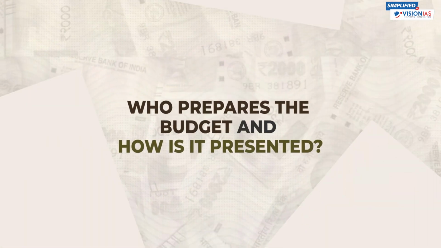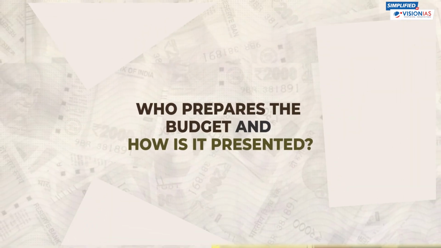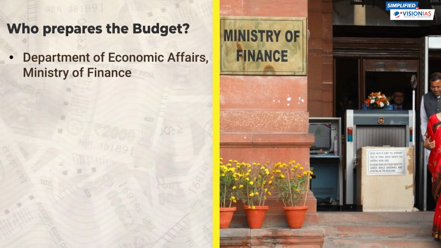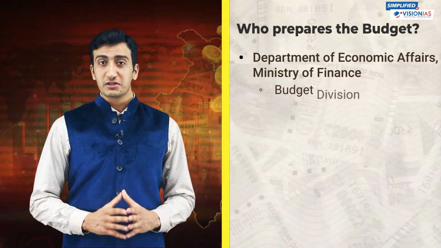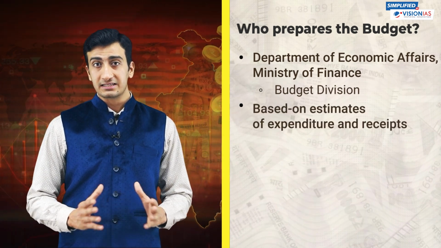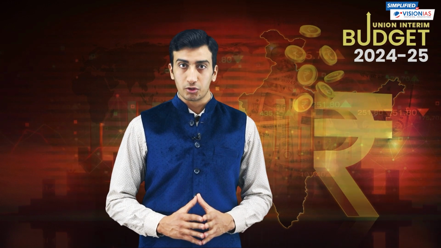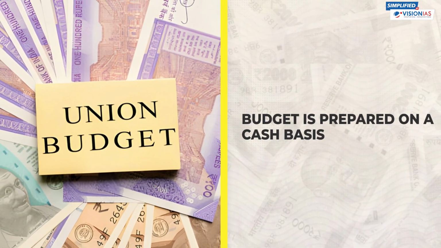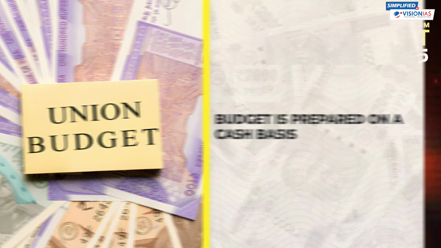Now the question is, who prepares the budget and how is it presented? Department of Economic Affairs, Ministry of Finance is the nodal body responsible for preparing the budget. The budget division under the department prepares the annual budget broadly on the basis of detailed estimates of expenditure and receipts received from various departments or ministries and its own subordinate estimating authorities. The budget is prepared on a cash basis, which means it is based on whatever is expected to be actually received or paid under proper sanction during a financial year.